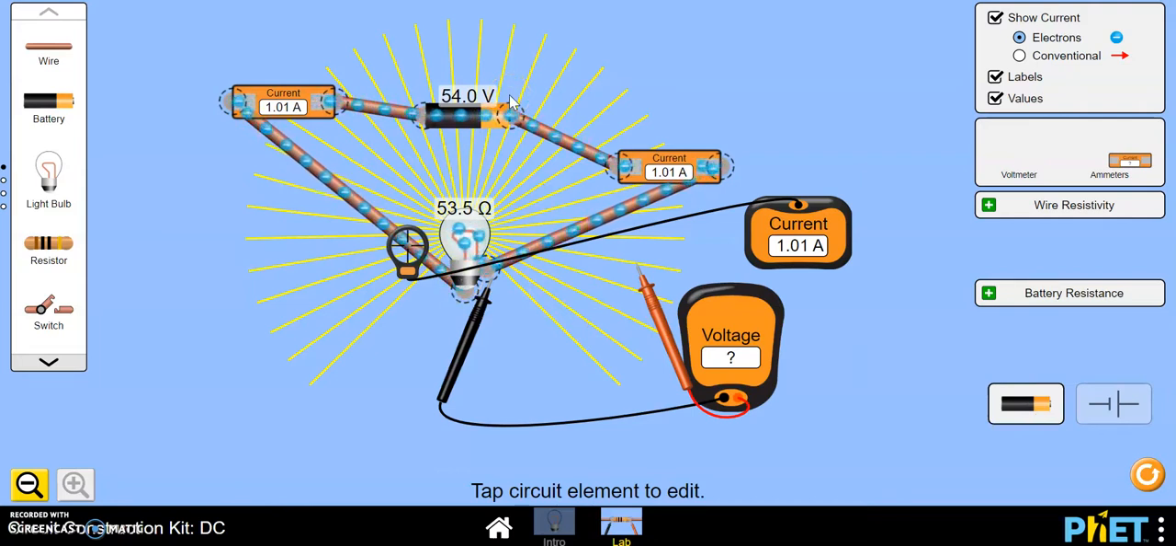So hopefully that'll help you when you're going to do the experiment and collect actual numeric data on how this works.